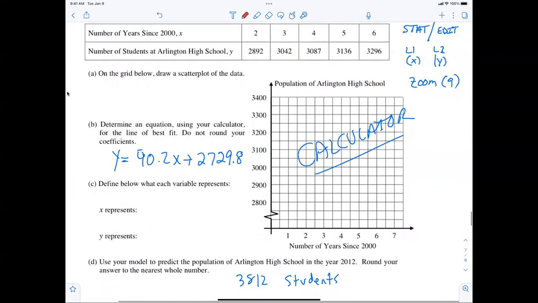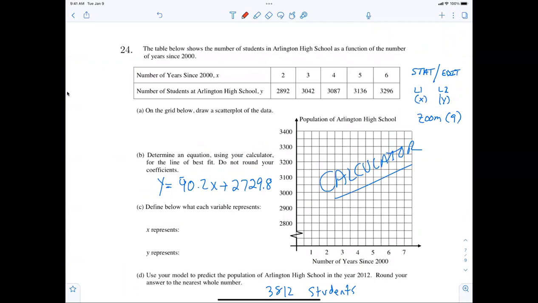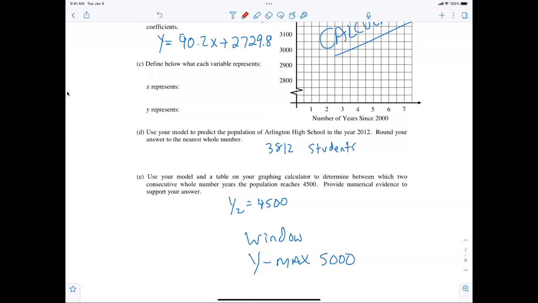And now E was the only thing people were having trouble with yesterday. So we're calculating when Arlington will reach a population of 4,500. The problem is if you graph it, 4,500 doesn't appear on the screen. So you have to change your Y max, I changed mine to like 5,000. Then you should see the line. But then you realize that you have to increase the X max. So increase the X max to, let's say, like 50 or something. And then you'll be able to see where they intersect. Then you calculate the point of intersection.